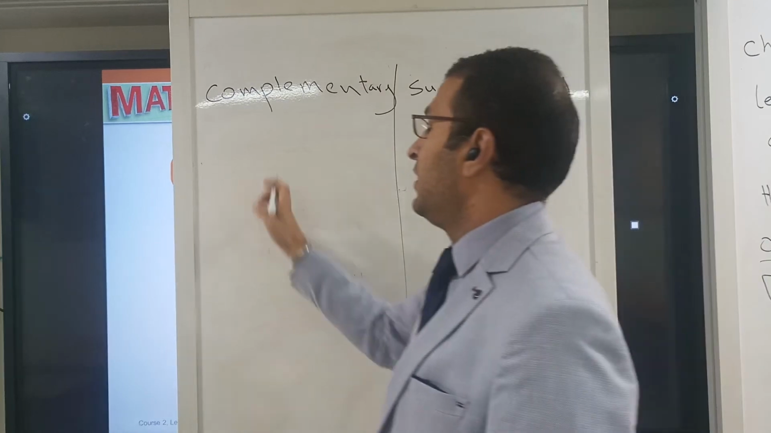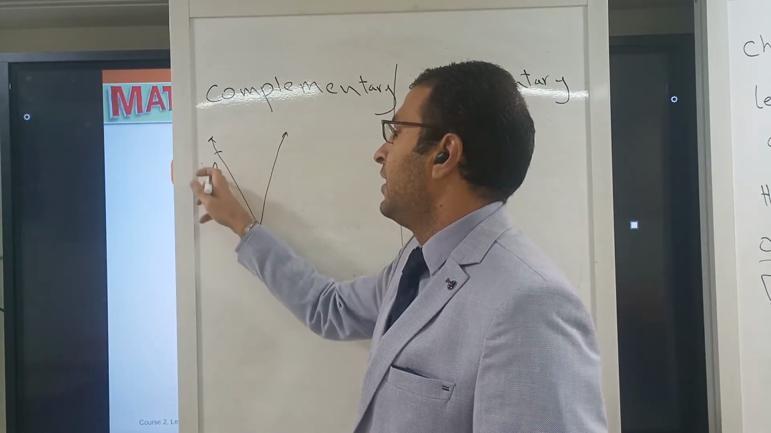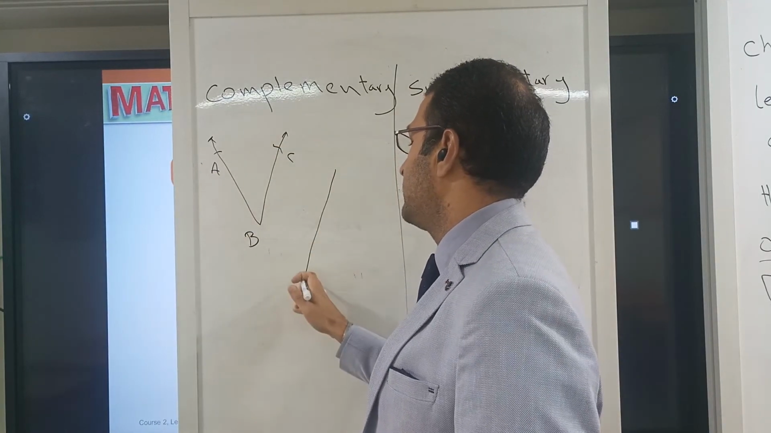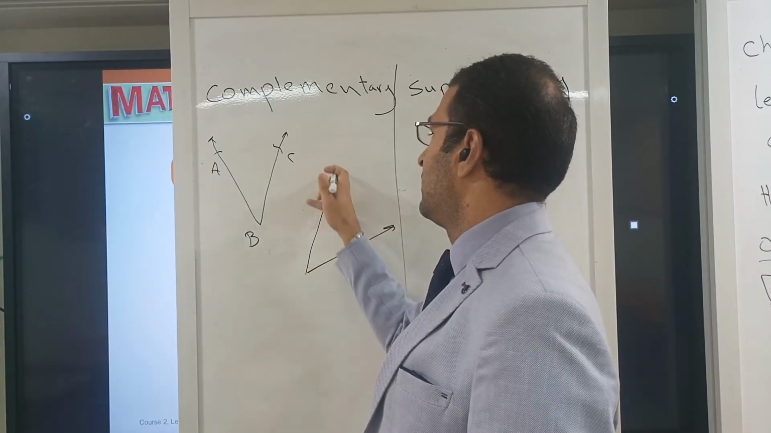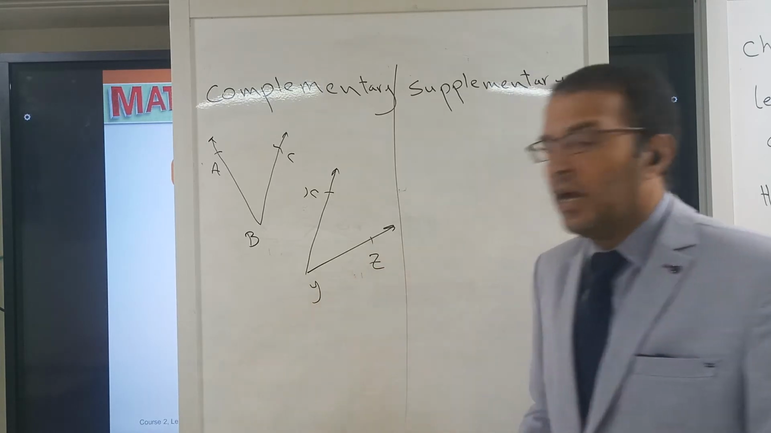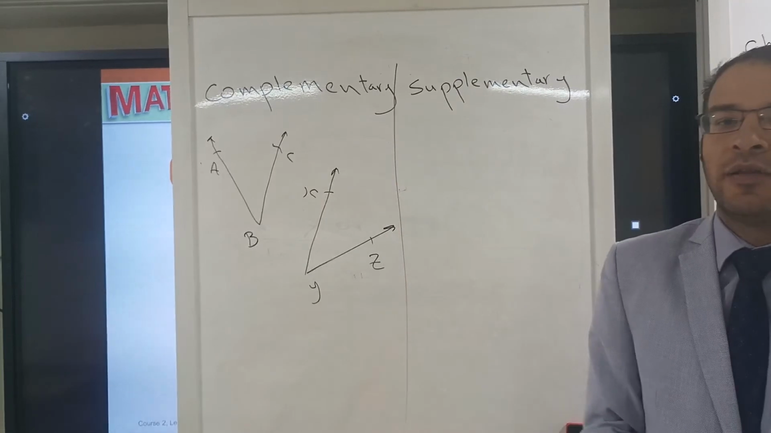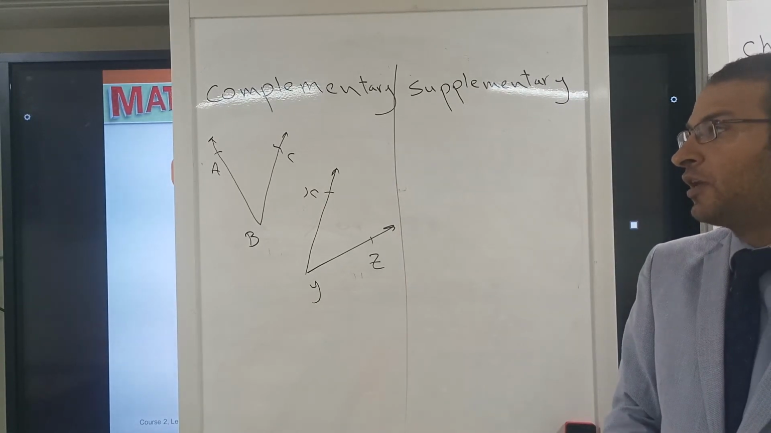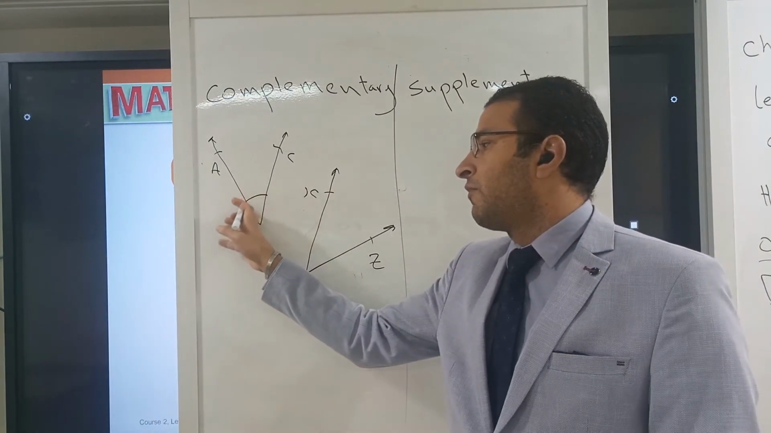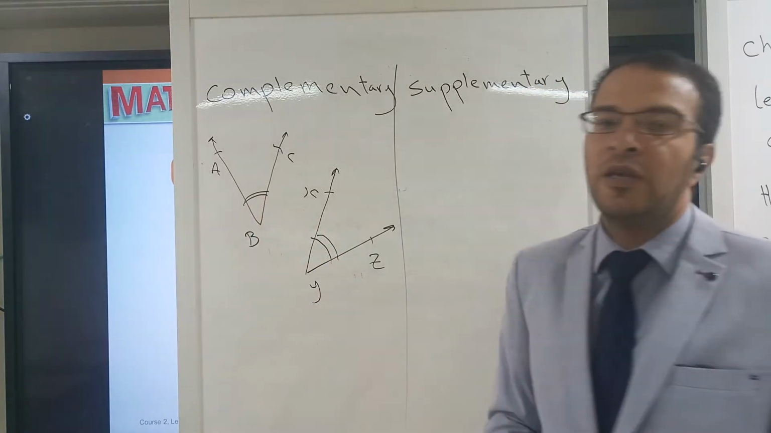The complementary angles are two angles. I have here the angle A, B, C, and another angle that will be called X, Y, and Z. A, B, C and X, Y, Z will be a pair of angles, two angles. What is the relation between them to say they are complementary? We must have the sum of angle B and angle Y equal 90.